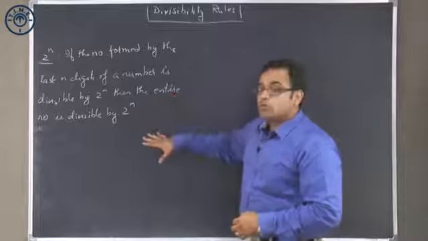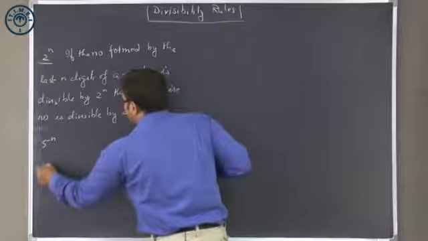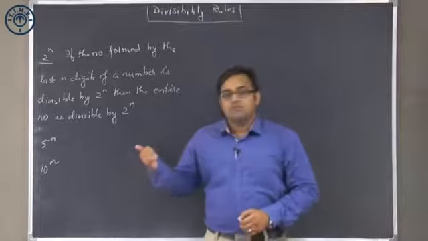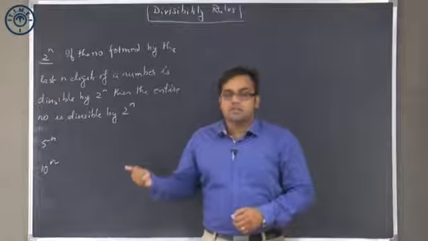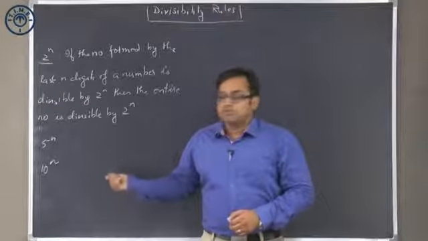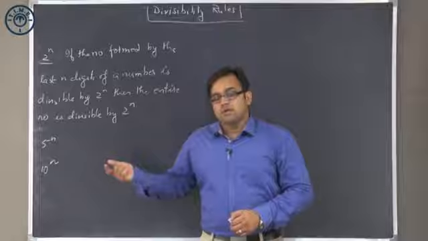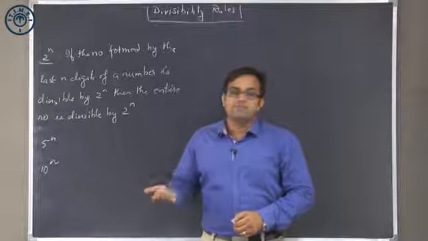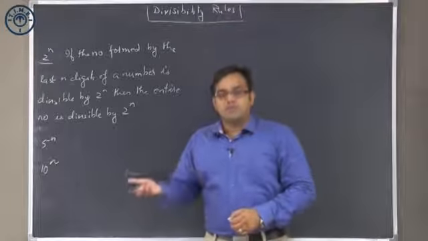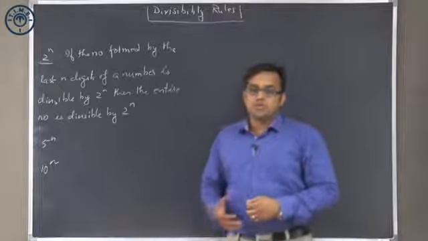Same divisibility rule will also be true for 5 to the power n and 10 to the power n. So, for the divisibility rule for 5, if the number formed by the last one digit is divisible by 5, which means that the last digit is 5 or a 0, then the number is divisible by 5. For 25, if the last two digits are divisible by 25, so 25, 50, 75, 00. Divisibility rule for 125, last 3 digits. Divisibility rule for 625, last 4 digits, and so on and so forth.